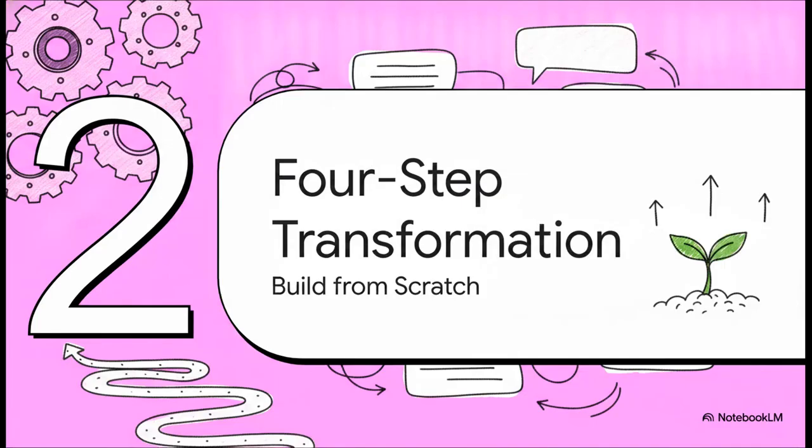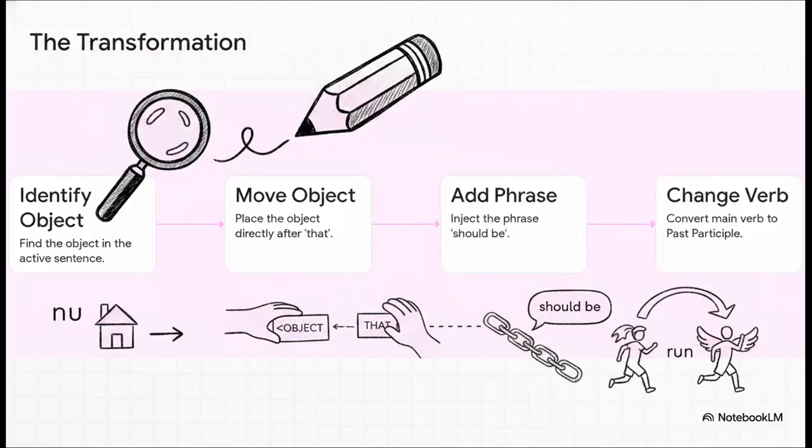Moving right along to Section 2, the four-step transformation. Now that we know the why, let's look at the how with a foolproof mechanism to build these sentences from scratch. It's an incredibly straightforward four-step logical formula, almost like mathematical code. Step 1 is your foundation. Accurately identify the object of your active sentence. Step 2 requires a simple shift. Move that object right after the word that. Step 3 is where the magic really happens. Inject the crucial phrase should be. And finally, Step 4 locks it all together. Change your main verb into its past participle form.